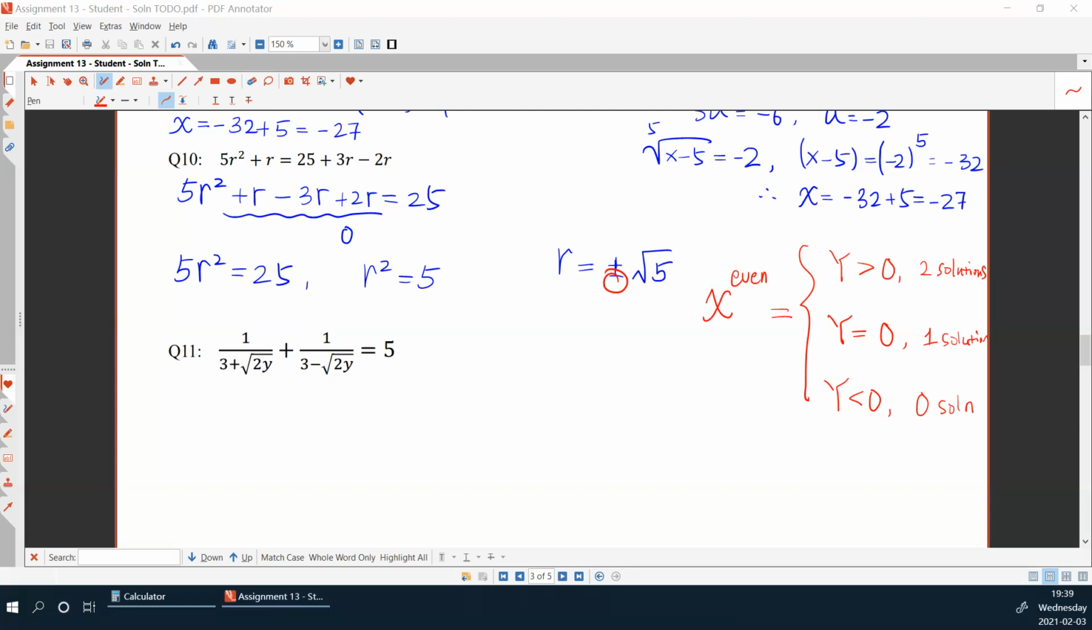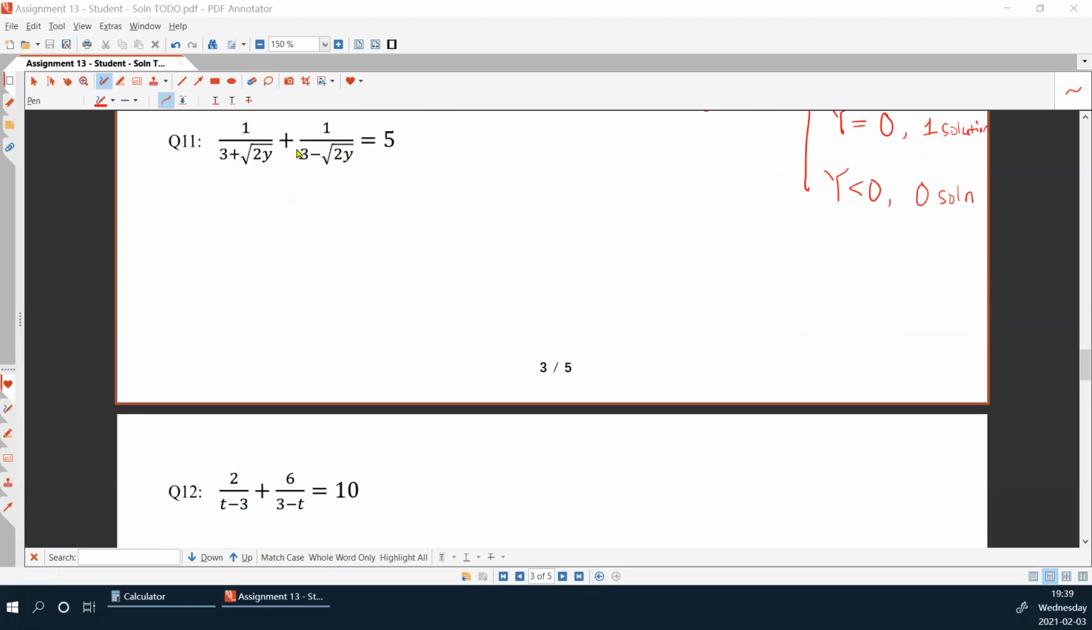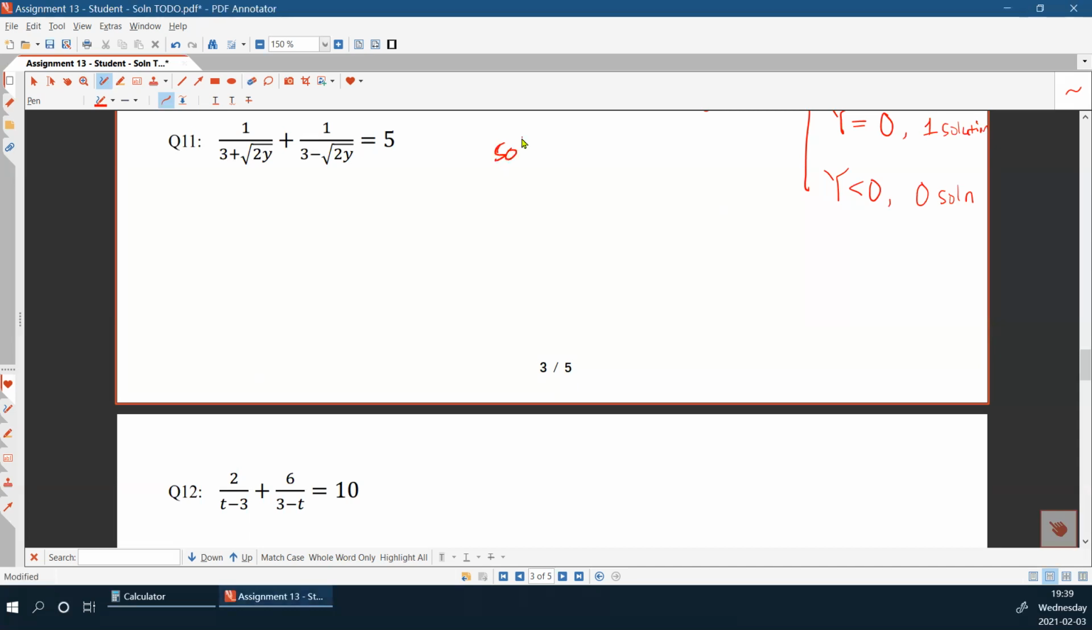Okay, no questions? All right, let's see question 11. Question 11, you want to solve for y, right? Remember here we want to solve for y.